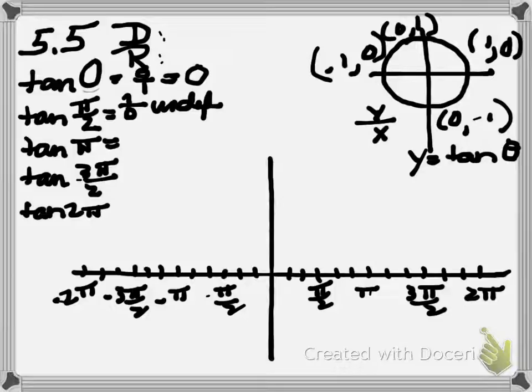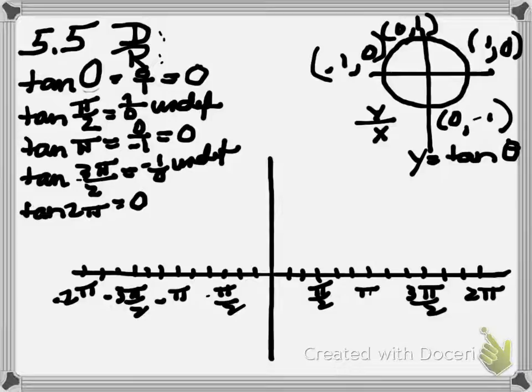For pi, we have 0 over negative 1, which is 0. 3 pi over 2, negative 1 over 0, which is undefined. And 2 pi is the same as 0, which is 0. So we're just getting values of 0, undefined, and so on. But it doesn't really give you enough information to graph it.